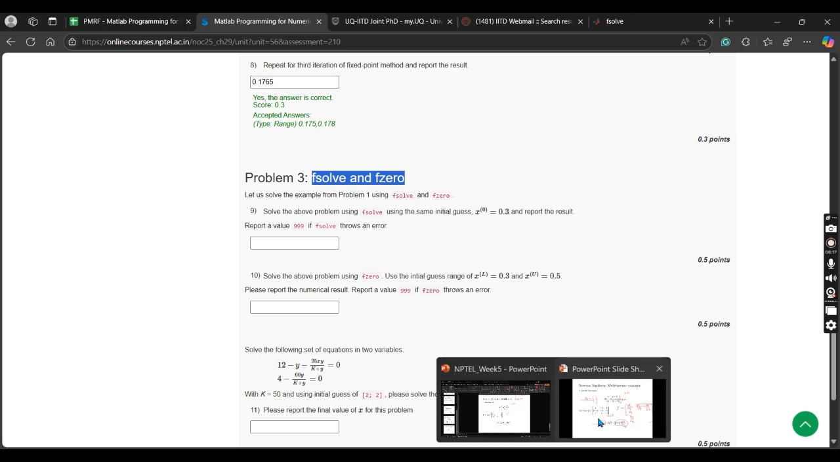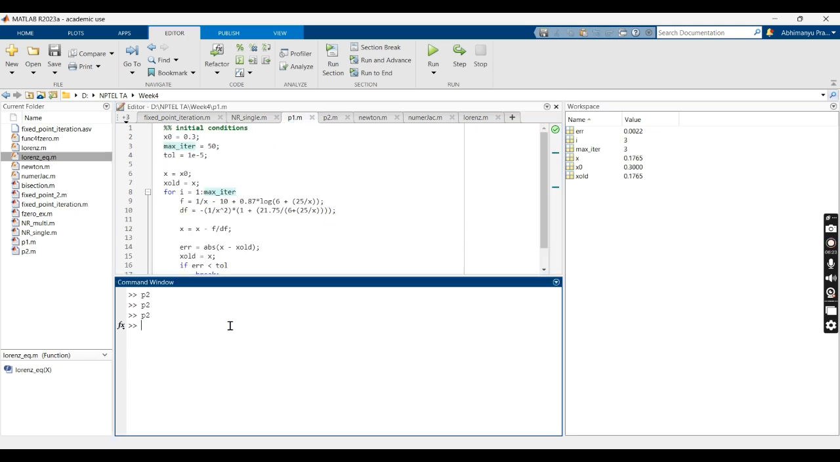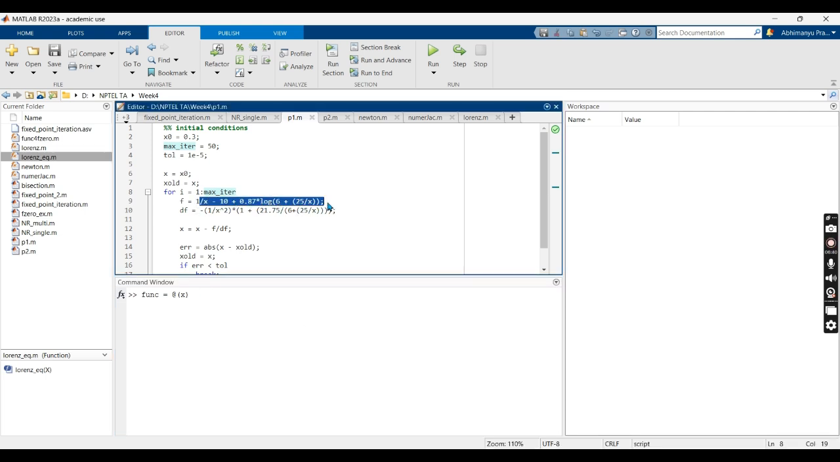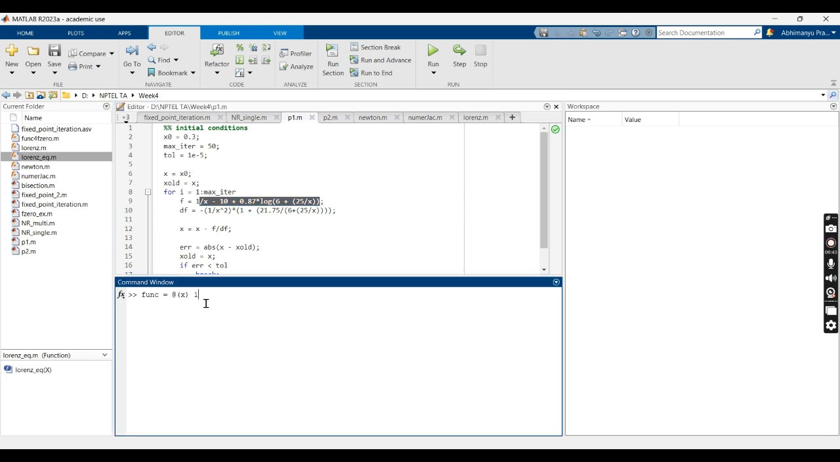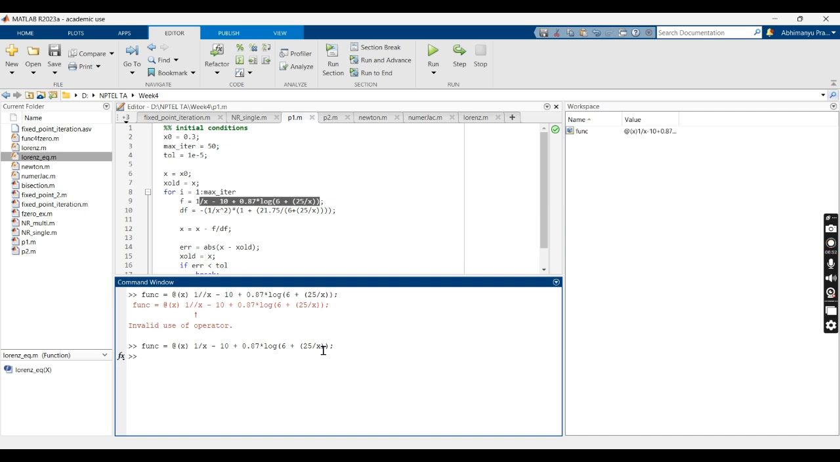Okay. So we need to create a function. This is a problem. Either we can create a function or we can create a function handle. So I will just create a function handle, and I will just copy this part. So this will be my function handle, and I can simply pass this to my fsolve.